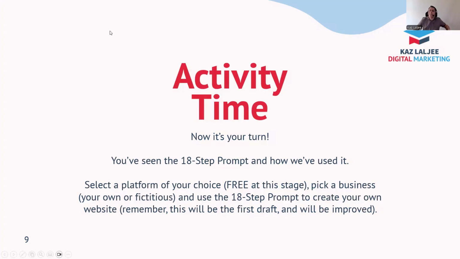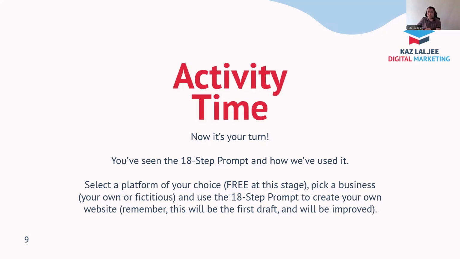So, activity time. As I mentioned, you can do it for your own website or a fictitious one, and then use the 18-step prompt in the way I've described. And remember, this will be a first draft and will be improved. Depending on what platform you use, if you use GoDaddy Airo in the way I've just done, you can see it does a bit at a time. I've used other software where you put the information in and boom, it gives you the whole website literally in 6 or 7 minutes. And it's mind blowing. Sometimes it's done it in 3 minutes.